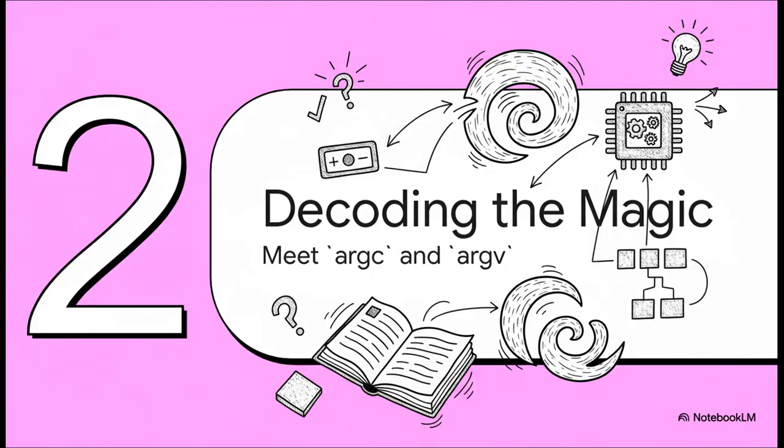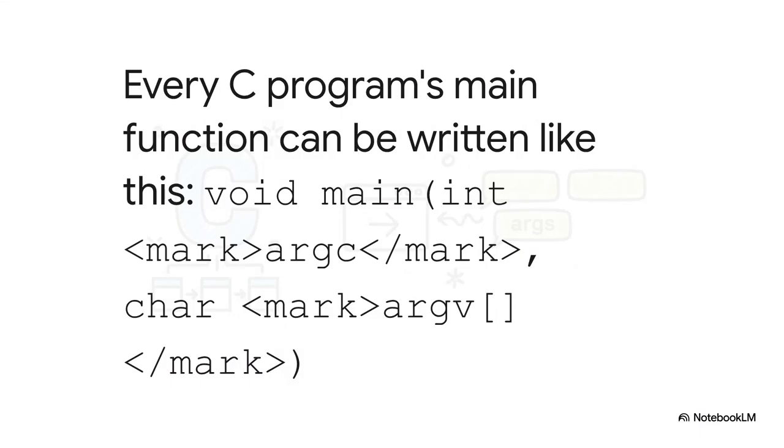So how does a C program actually see and understand these instructions you've passed along? It's not some kind of dark magic, I promise. It's actually a really cool built-in mechanism that uses two very special variables, argc and argv. So let's meet them. And the gateway to all this power? It's the main function itself. Now, you're probably used to seeing void main with those parentheses totally empty. But just by adding these two parameters, int argc and char argv array, you unlock this whole new world of receiving inputs from the command line.